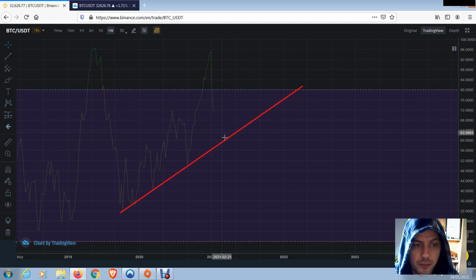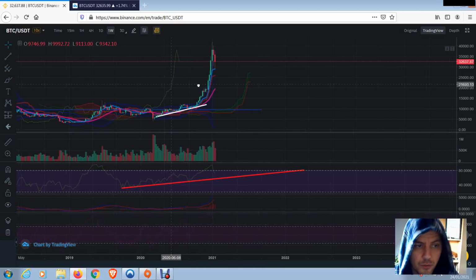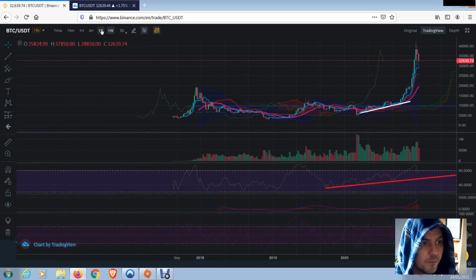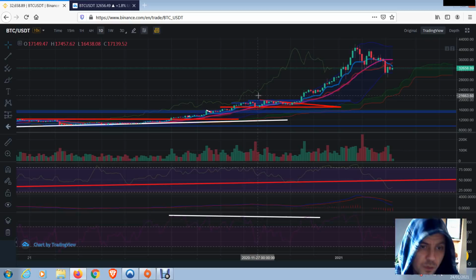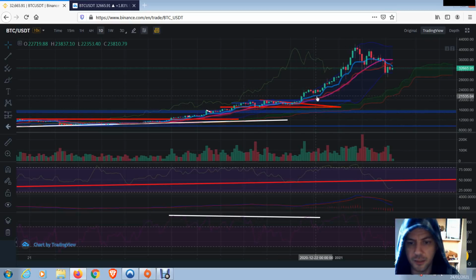And again, this doesn't tell us the price, it just tells us more along the lines of timing. So I can't give you we're going to go to 20,000, we're going to go to 25,000 or whatever. I can't tell you that. That's not how these indicators work.